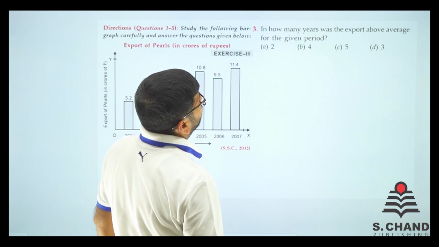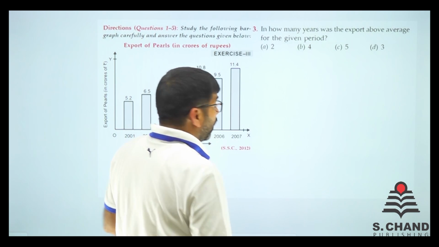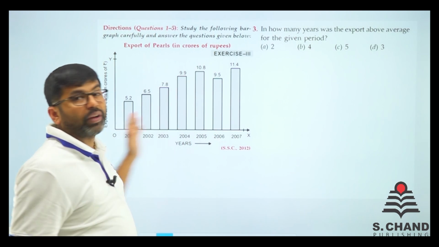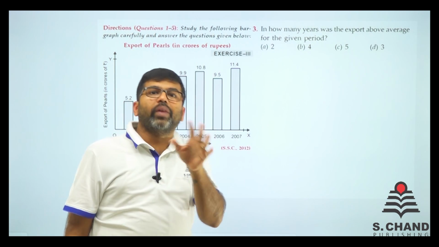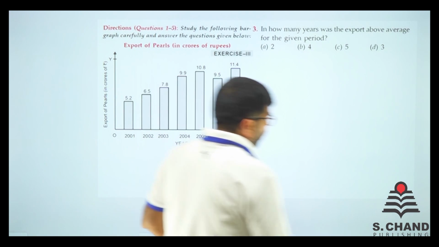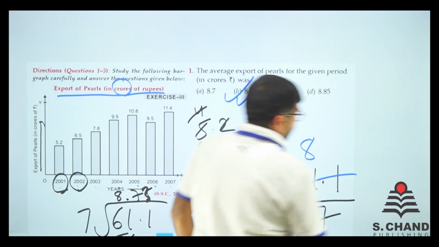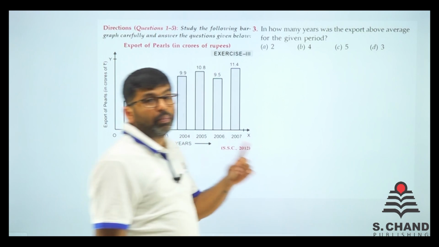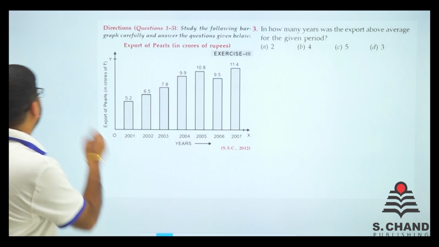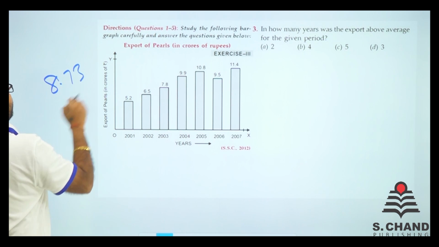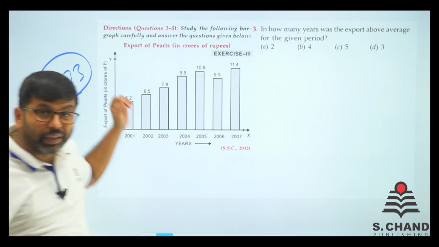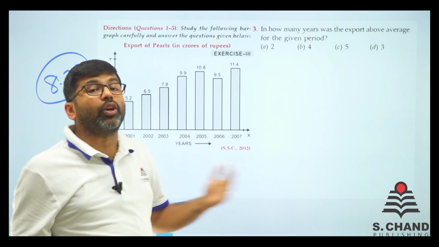So in how many years was the export above average? First we need to calculate the average. Don't do it now. Why should I do it now? Because we have the average. The average is 8.73, which we calculated in question number 1. We just need to know how many years were more than 8.73 crores.